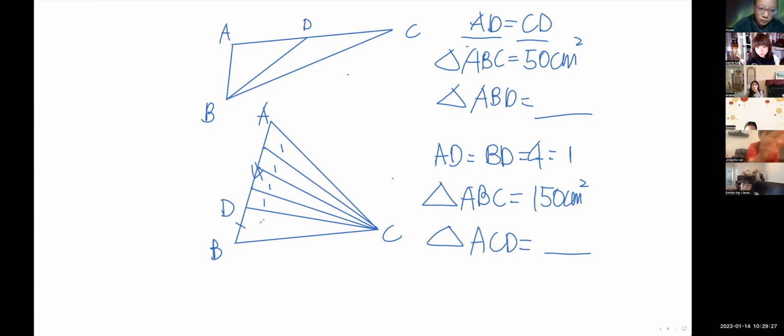But that means the second answer is, so it's 150 divided by what? Violet? Divided by what? We cut them into 5 equal parts. So the whole triangle is 150. So 150 divided by what? Yeah, Violet, you mute yourself. I cannot hear you. What? 5. Okay, so divide by 5.